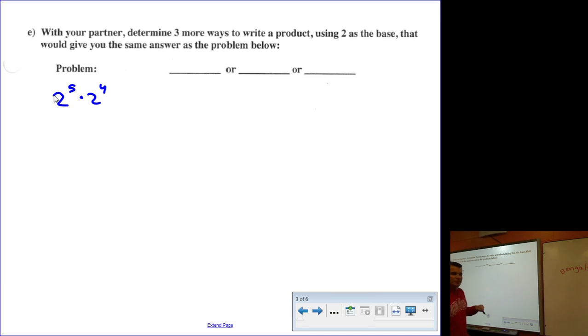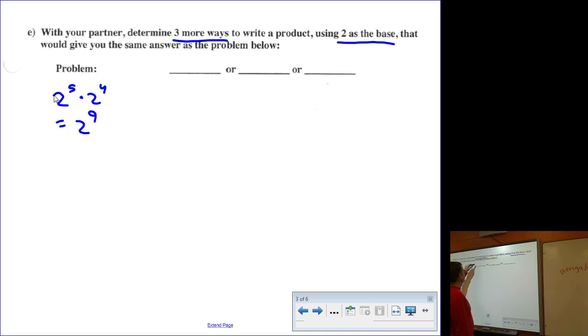I claim that 2 to the 5th times 2 to the 4th would equal 2 to the 9th. Can you write 3 more problems that use 2 as the base and give you the same result, 2 to the 9th power? Well, let me get you started. You can pause it if you want to try it on your own.